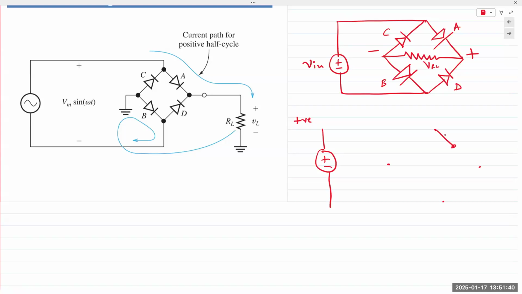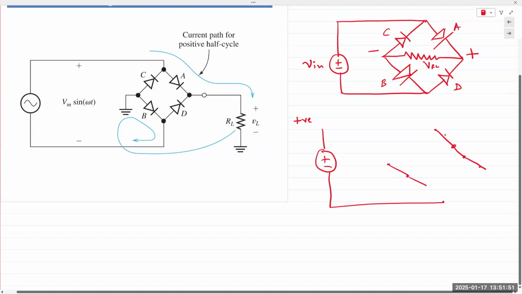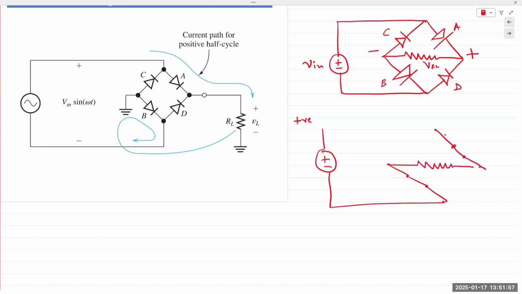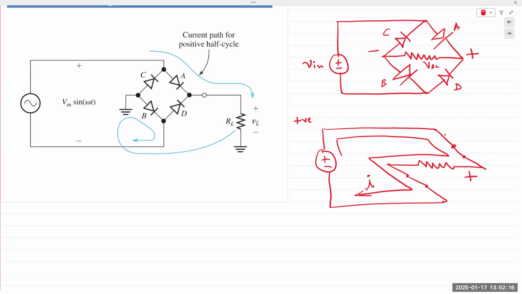So I have, with my ideal diode model, a circuit that looks like this. And current is flowing in this direction through RL from right to left. Causes a voltage drop with plus on the right and minus on the left.